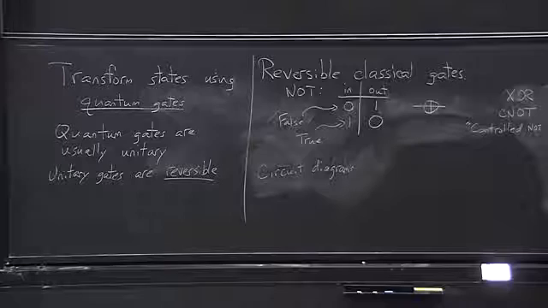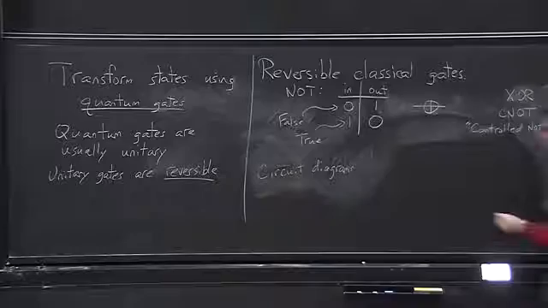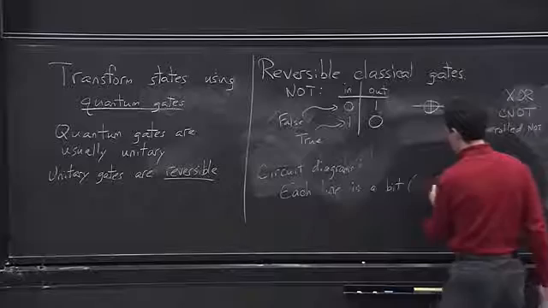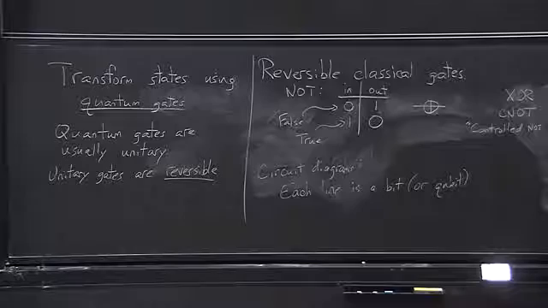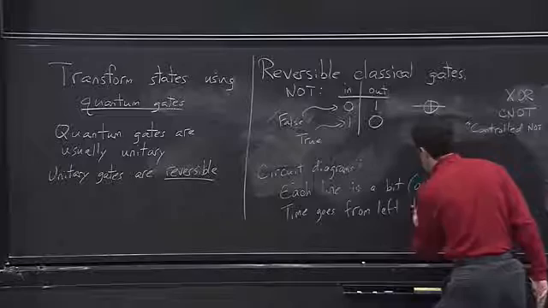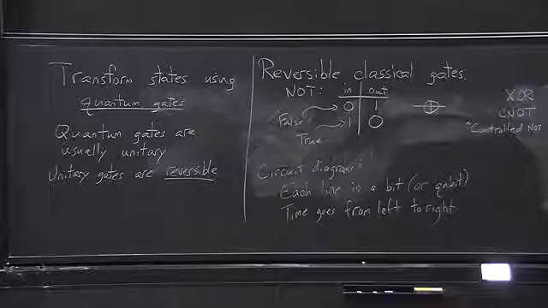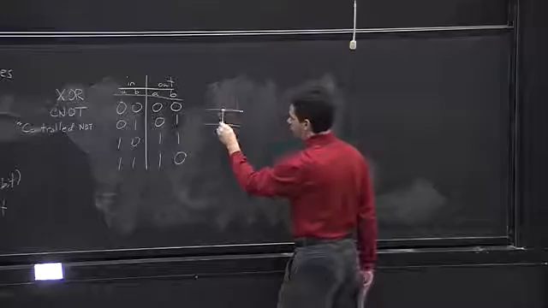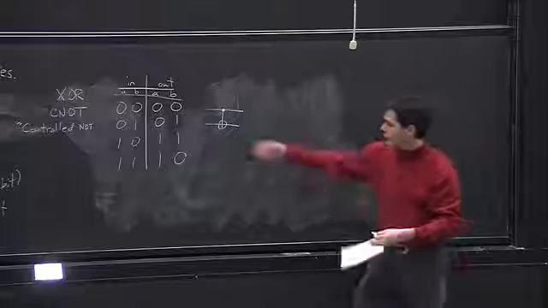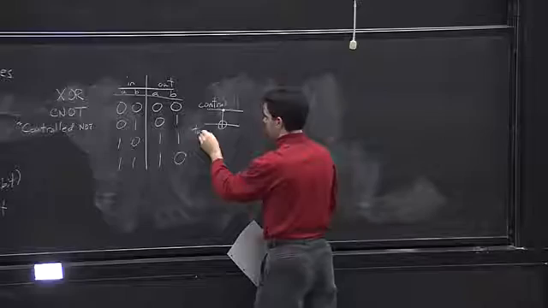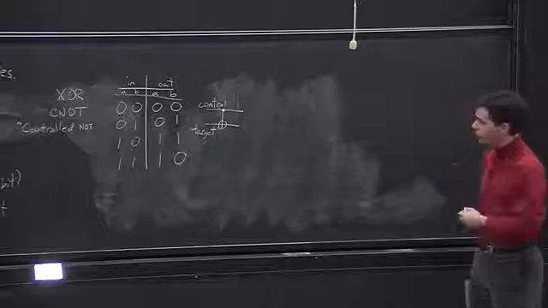So we draw two lines. Each line is a bit in this case. And once we go into quantum circuits, they'll be qubits. And then time goes from left to right. So for the controlled NOT, we need two bits. And we put a small dark circle on the control bit, in this case, the first one. And then a line, and then do the crossed circle for the NOT. So this is indicating that this bit is controlling the NOT on this bit. So the first bit here is called the control bit, and this second one is the target bit. Okay?